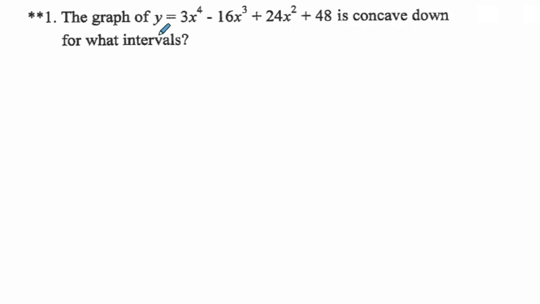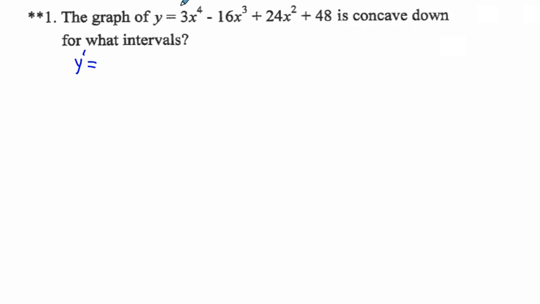Okay, number one, the graph of y equals 3x to the fourth power minus 16x cubed plus 24x squared plus 40 is concave down for what intervals? Well, the first thing we're going to do is find concavity. That's going to be found by taking the second derivative and setting it equal to 0. But before we get to the second derivative, what do we need to have first?